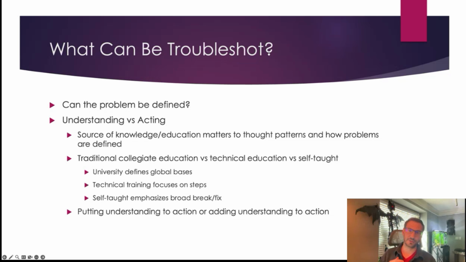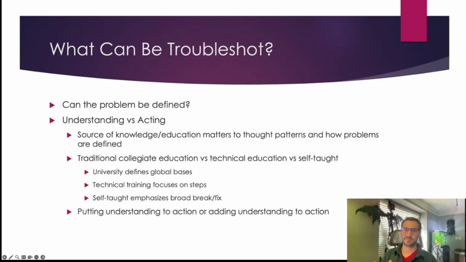It can't just be something completely ephemeral. We have a problem and we have no idea what or where it is. And along with that, understanding versus acting. So there's an element in troubleshooting of understanding the concepts, understanding the architecture, understanding the engineering, and then acting on it, right? So just because you understand it doesn't necessarily mean you know how to always act on it.